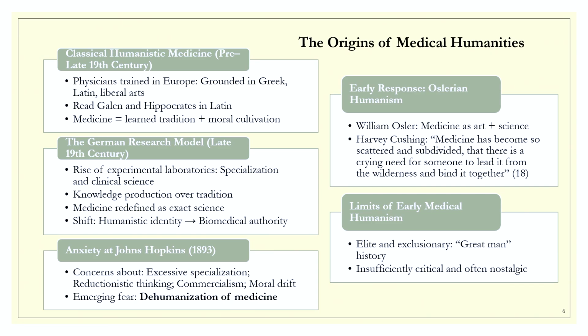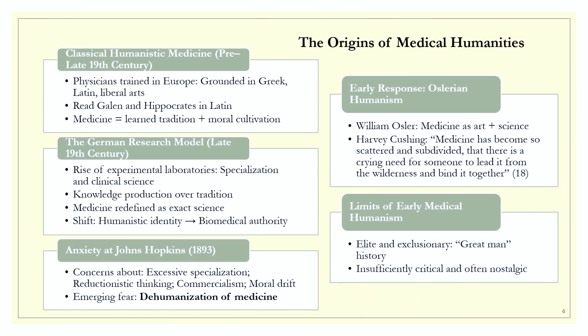Now, this anxiety towards this dehumanization process started to intensify in the earlier 20th century, because in 1929, at Johns Hopkins, Harvey Cushing declared, and I quote, "Medicine has become so scattered and subdivided that there is a crying need for someone to lead it from the wilderness and bind it together." Therefore, medicine in its early form emerged as a response to fragmentation, and history became a tool through which medicine sought coherence and moral grounding.